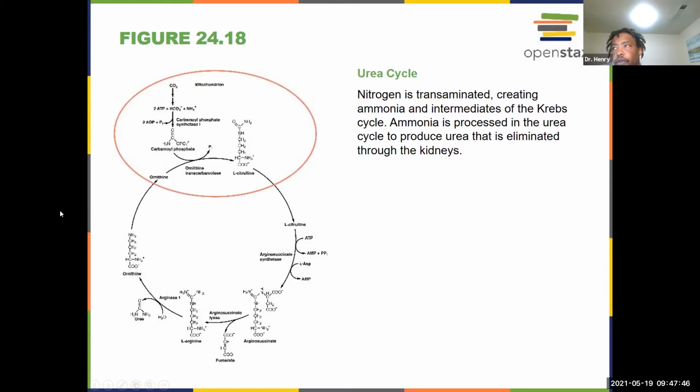So the urea cycle, in the urea cycle, basically nitrogen is going to be transaminated.